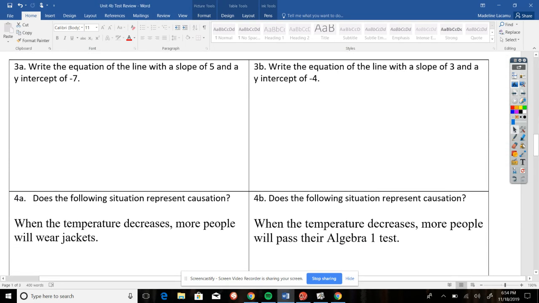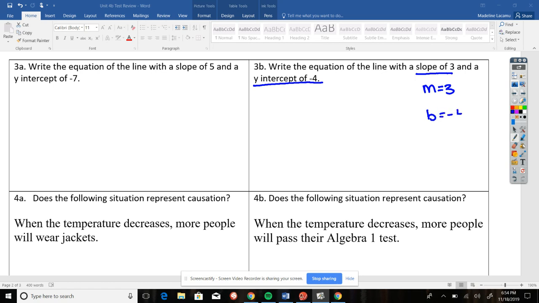Okay, 3B says write the equation of the line with a slope of 3 and a y-intercept of -4. So a slope of 3, that means our m is 3. And a y-intercept of -4 means b equals -4. So our equation, we use y equals mx plus b. I just replace my m and my b with these two numbers, so I get y equals 3x minus 4. And that's all you have to do.